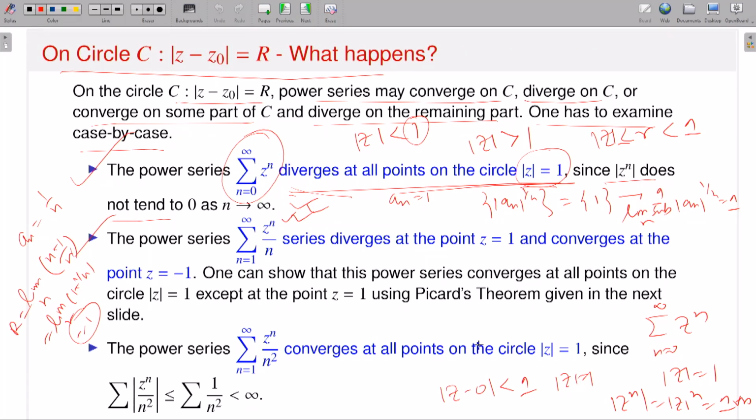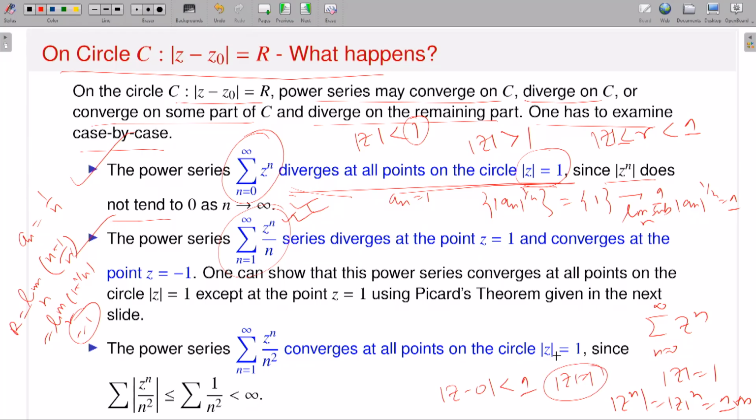So since the radius of convergence of this power series is 1, if mod z is less than 1, it converges absolutely, and mod z greater than 1, it diverges. But now the question is, what will happen when mod z is equal to 1? If I take z equal to 1, then what kind of series is this? This boils down to the series sum of 1 by n, and this diverges, I know. So at the point 1 it diverges.